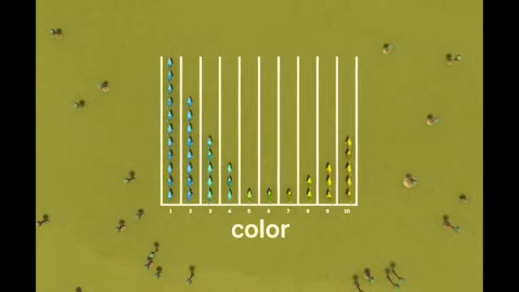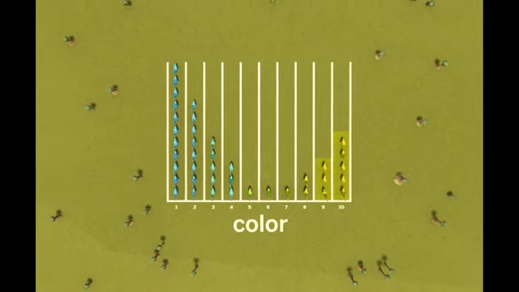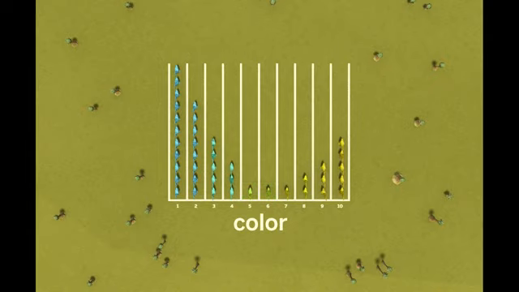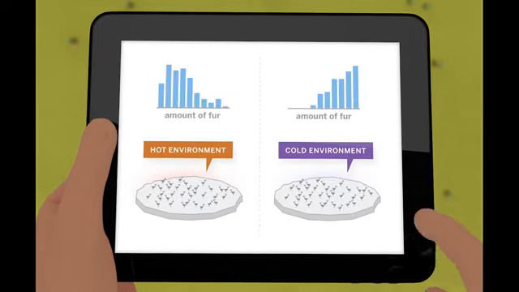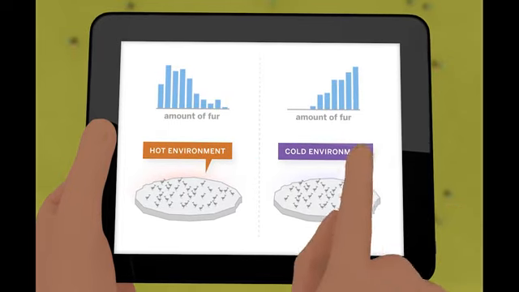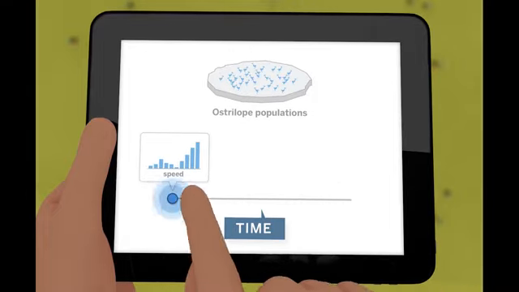One quick look shows that most of the australopes in this population are blue, some are yellow, and a small amount are green. Histograms help biologists understand the variation of traits in a population. They are also useful for comparing two or more populations or for investigating how populations change over time.